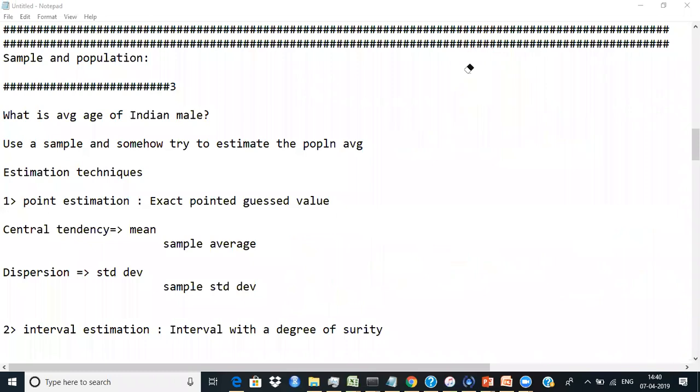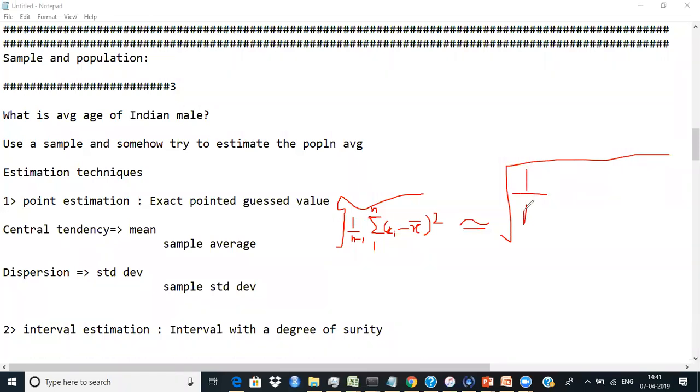So what I am saying is, this quantity that we looked at, the square root of 1 by n minus 1, summation 1 to n, of xi minus x bar to the power 2, converges towards the square root of 1 by capital N, summation over 1 to capital N, of xi minus capital X bar to the power 2.